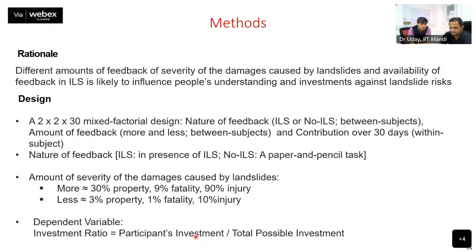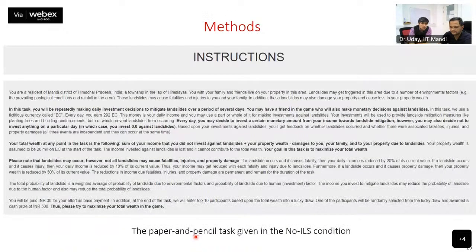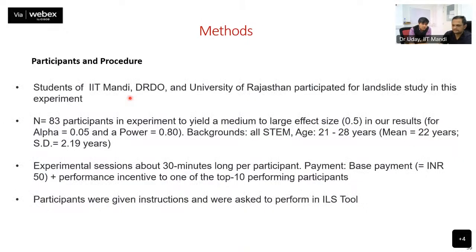So it's kind of how much, what is the proportion of the ability of the person to make the investment. So these are some of the instructions we've given. We've told people you live in this area, which is landslide prone, and this is the mechanics of the simulation tool. So we had data from students.